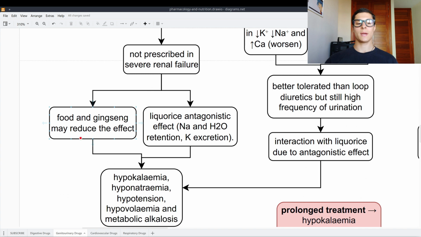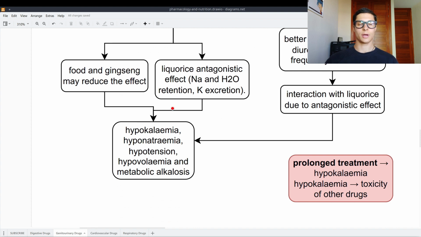Food and ginseng may reduce the effect of the furosemide, and licorice has an antagonist effect because licorice tends to do the reverse. There is sodium and water retention and potassium excretion when these drugs are taken with licorice. And indeed, the loop diuretics create hypokalemia, hyponatremia, hypotension, hypovolemia, and metabolic alkalosis.